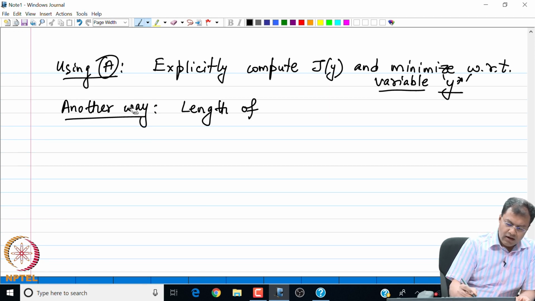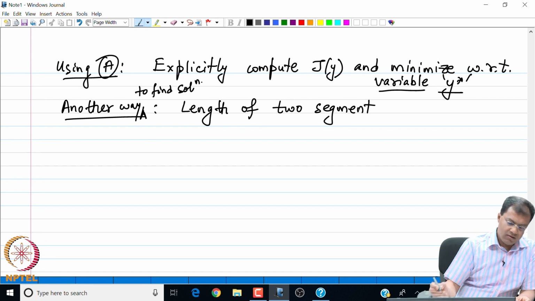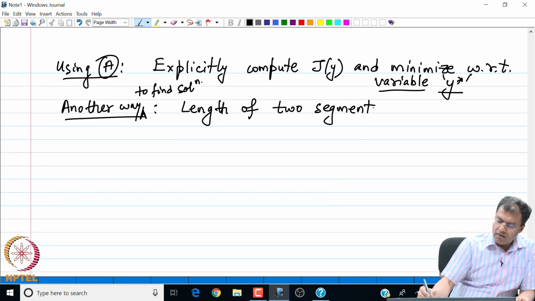So I would say not another way, but another way to find the solution. That is more appropriate. So, let us look at the total path length of the two segments along which light travels.